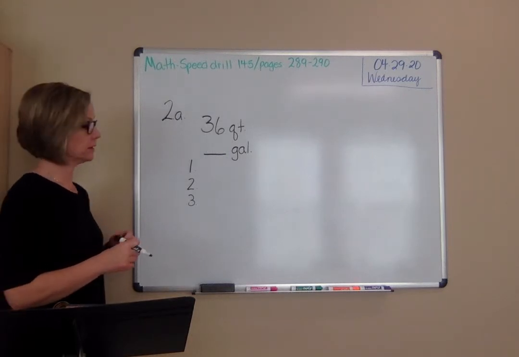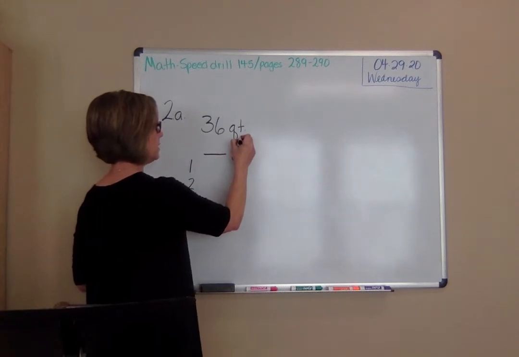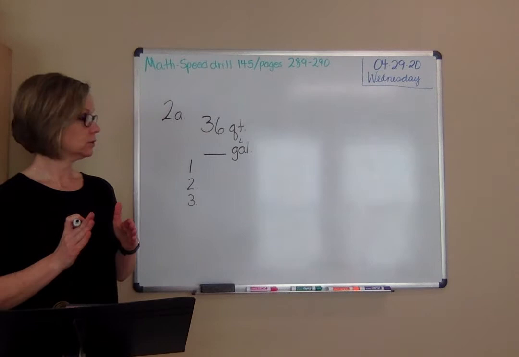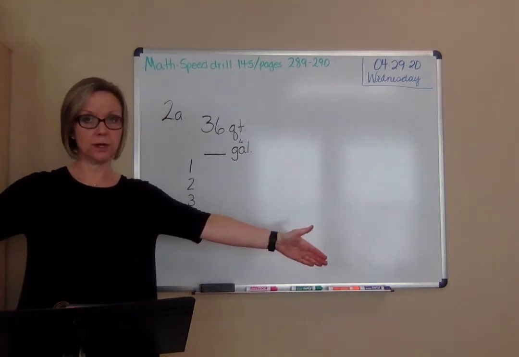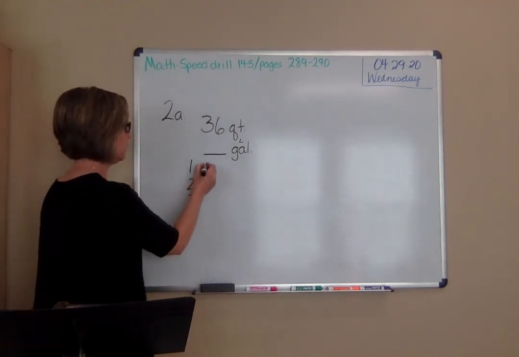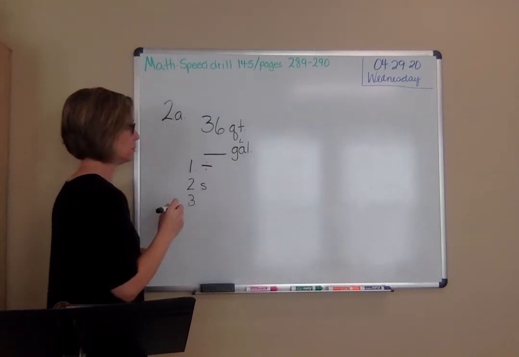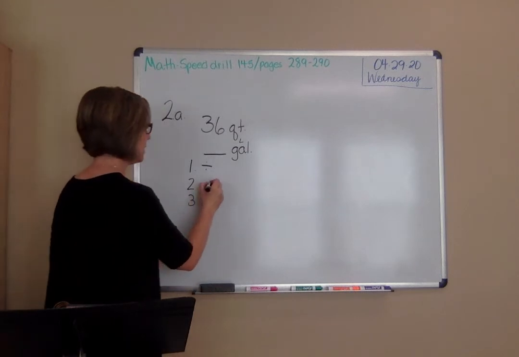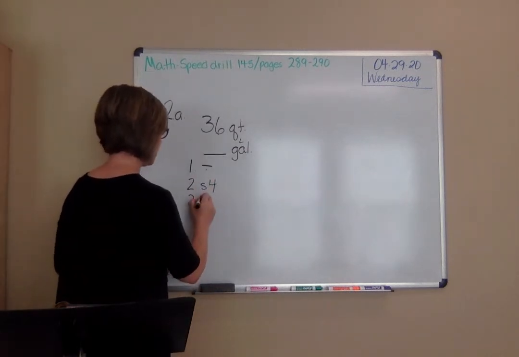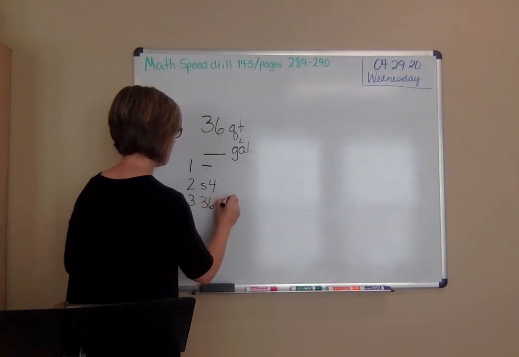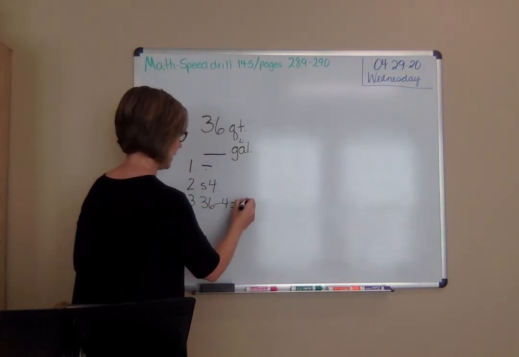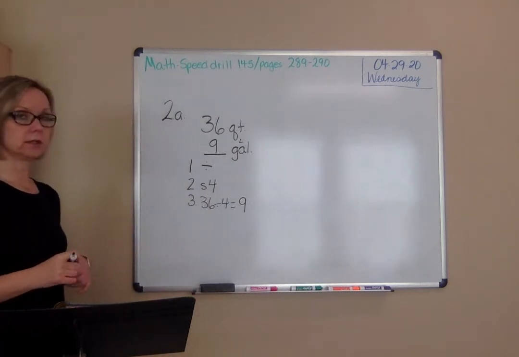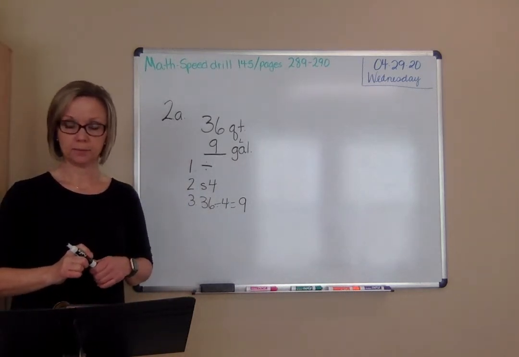So let's look. Quart or gallon? Gallon's larger, so we're going from what? Smaller to larger. So what is our process? We're going to divide. What is our special number? How many quarts in a gallon? 4. 4 quarts is a gallon. So we're going to take 36, divide by 4 equals what? 9. So 36 quarts and 9 gallons are the same.